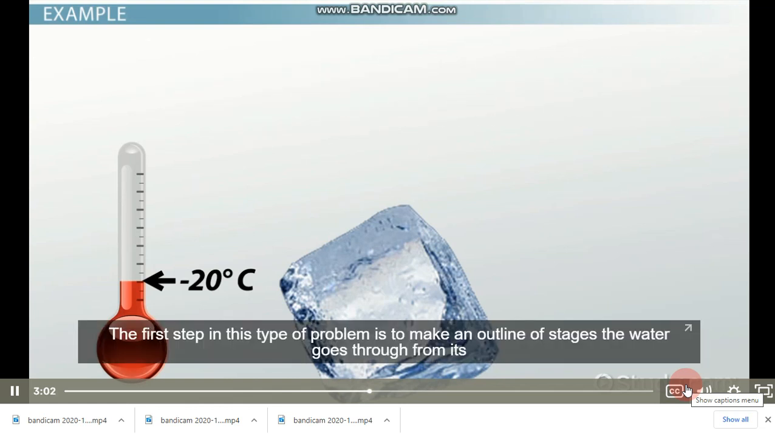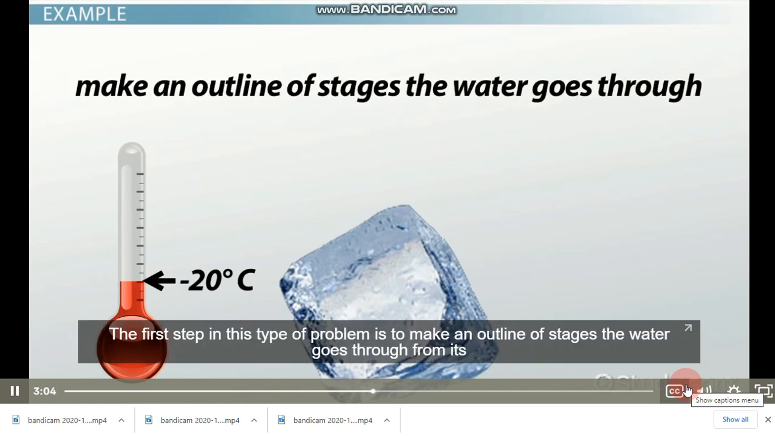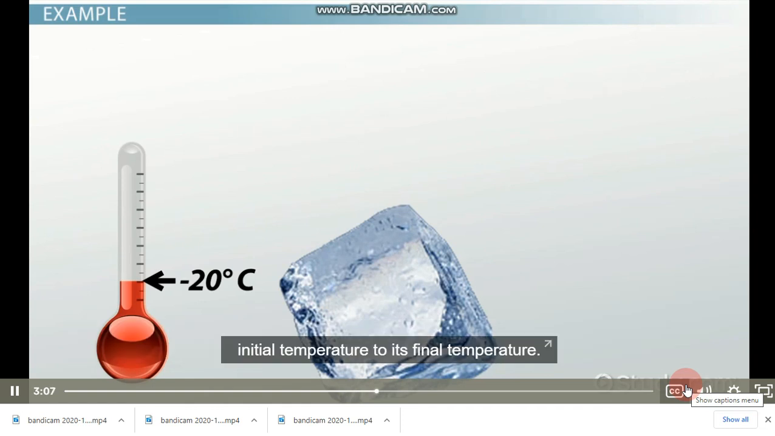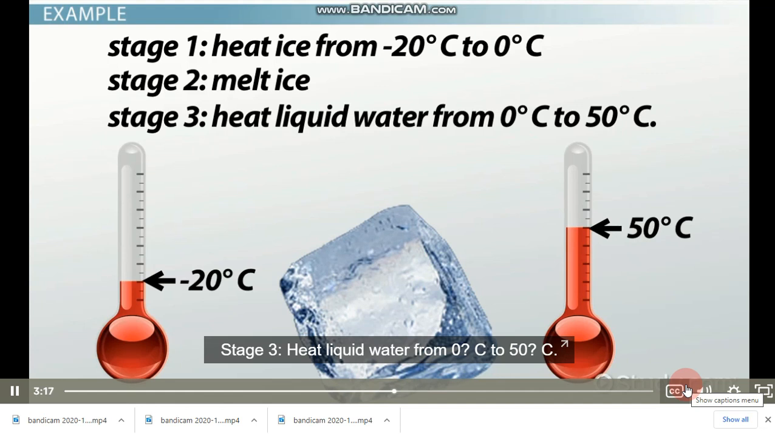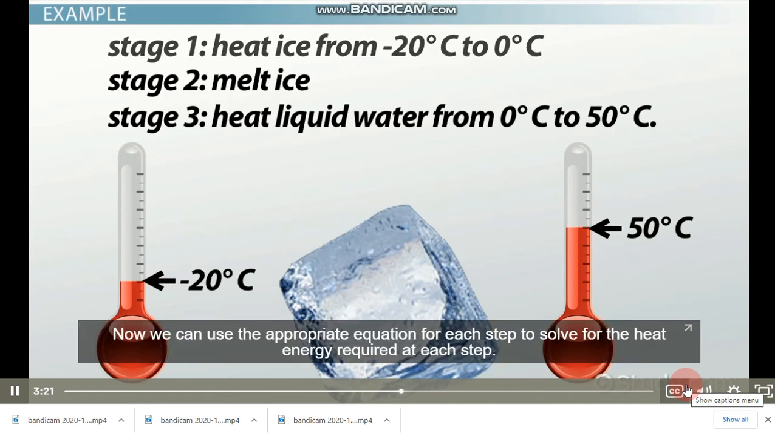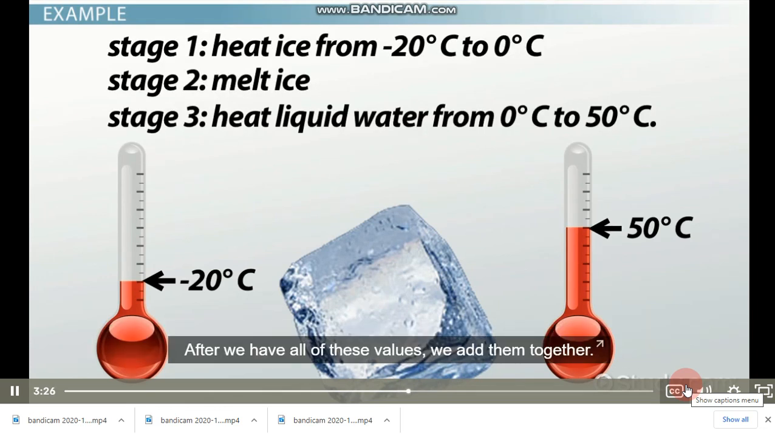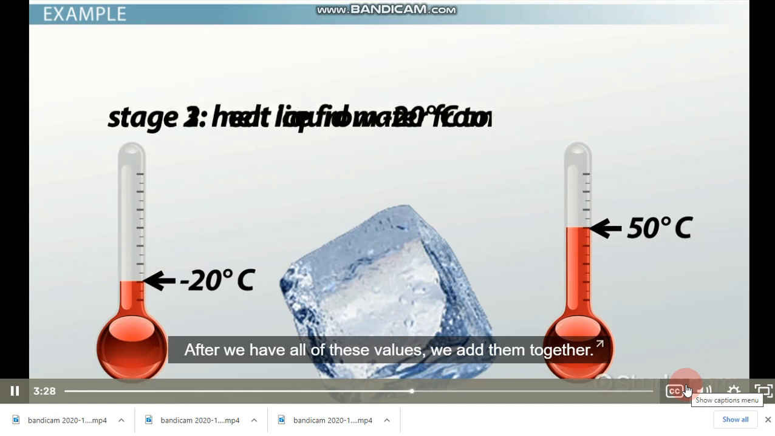The first step in this type of problem is to make an outline of stages the water goes through from its initial temperature to its final temperature. Stage 1. Heat ice from negative 20 degrees Celsius to 0 degrees Celsius. Stage 2. Melt ice. Stage 3. Heat liquid water from 0 degrees Celsius to 50 degrees Celsius. Now we can use the appropriate equation for each step to solve for the heat energy required at each step. After we have all these values, we add them together.